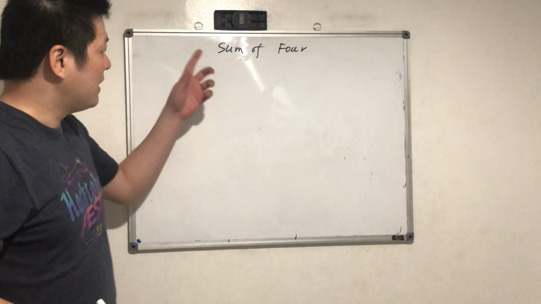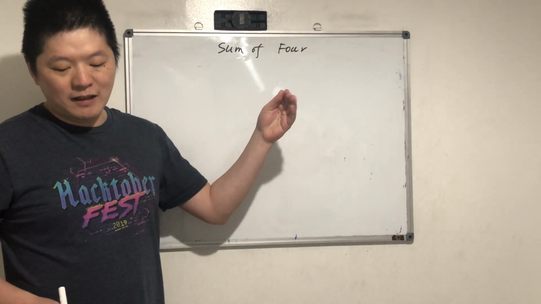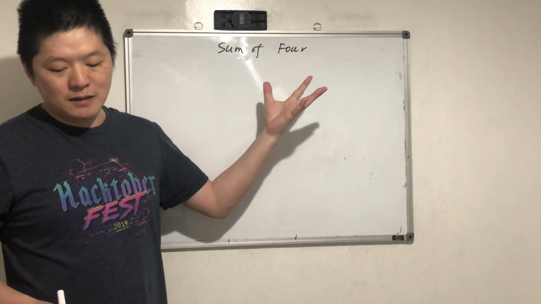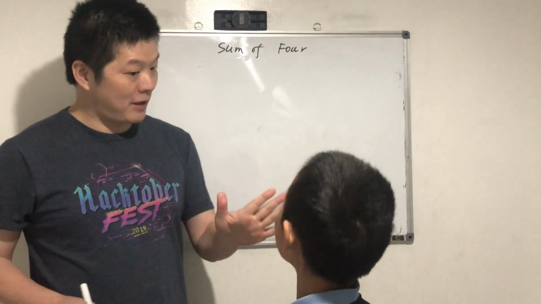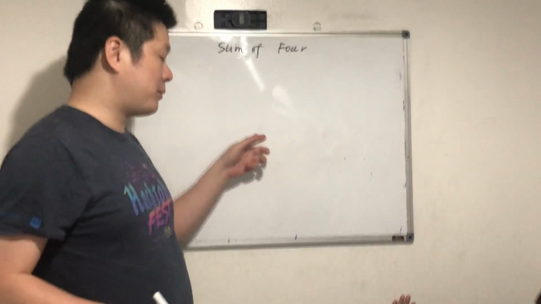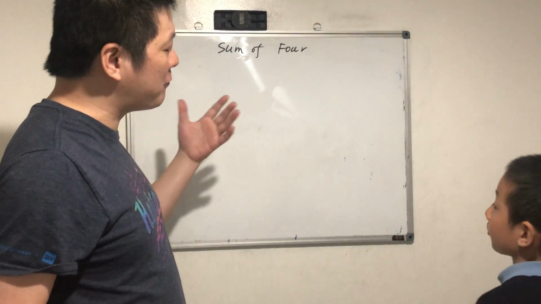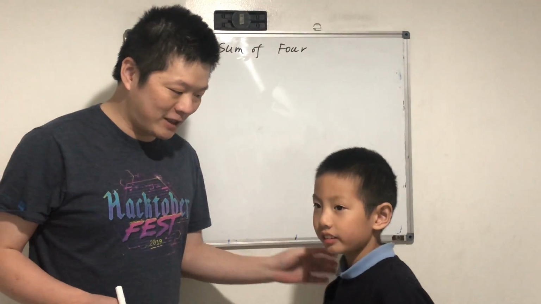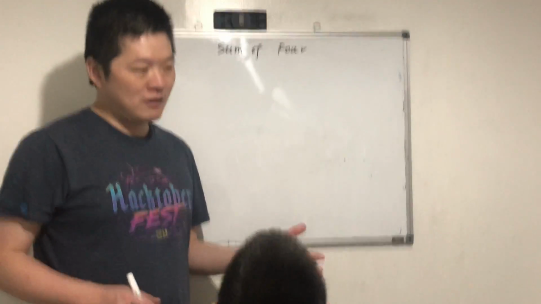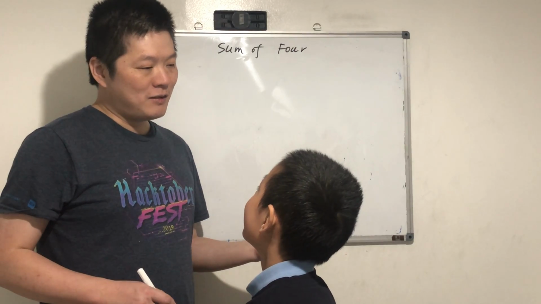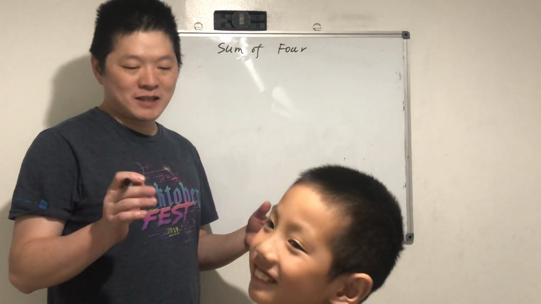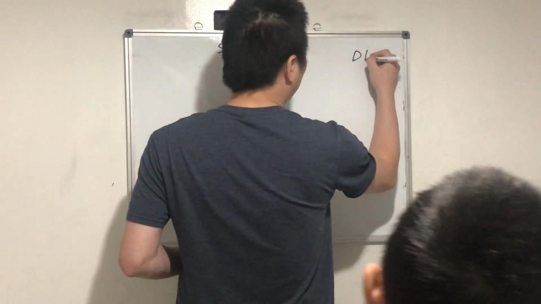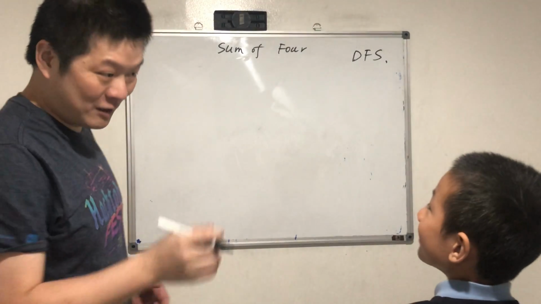Okay, so listen. Sum of 4 is basically like picking 4 numbers, and you have a target. We have different ways of doing that, but today we are going to talk about using an algorithm. Brute forcing, yeah, kind of brute forcing. Depth first search. Yeah, depth first search.